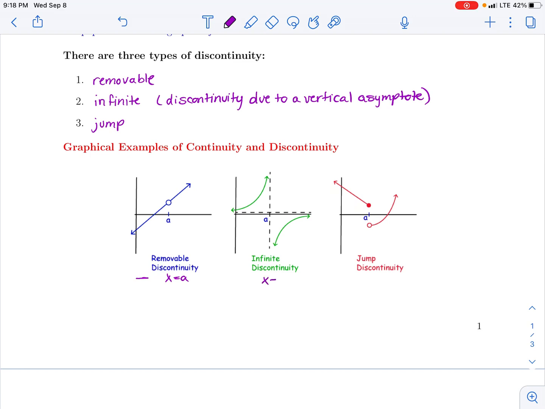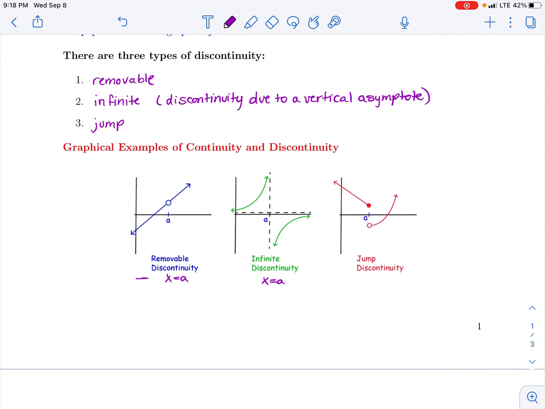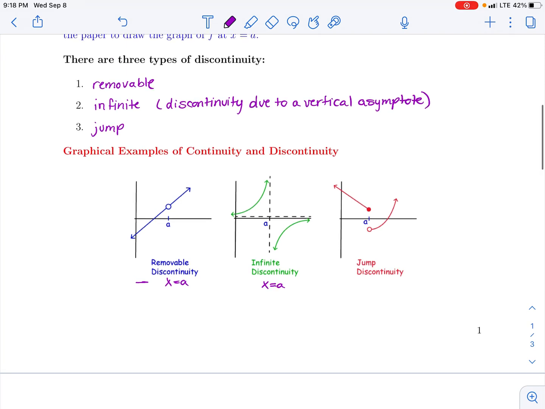Moving on to the second graph, we can see that this is infinite discontinuity at x equals a. Because we can see here, like I said, that there's a vertical asymptote at a. And of course, if I were to draw this graph at x equals a, I would definitely have to pick up my pen off the paper to then draw the bottom parts of it here. Okay, so we can see that where I picked my pen off the paper is where it's discontinuous.